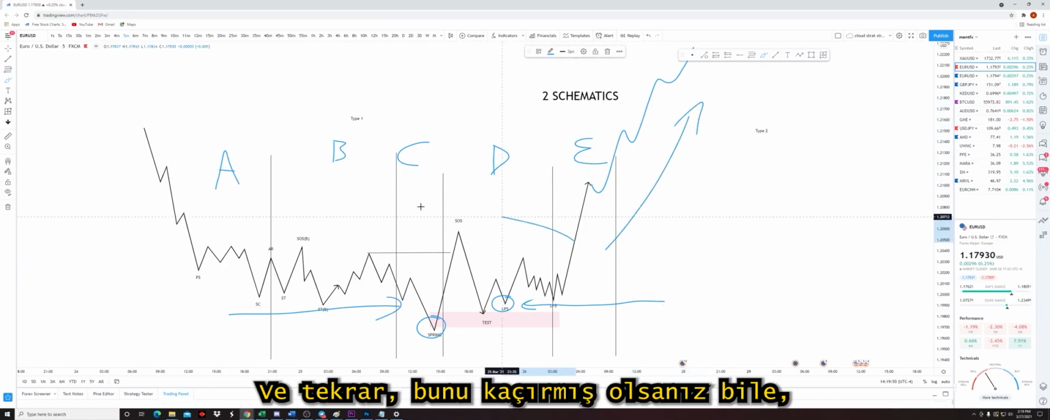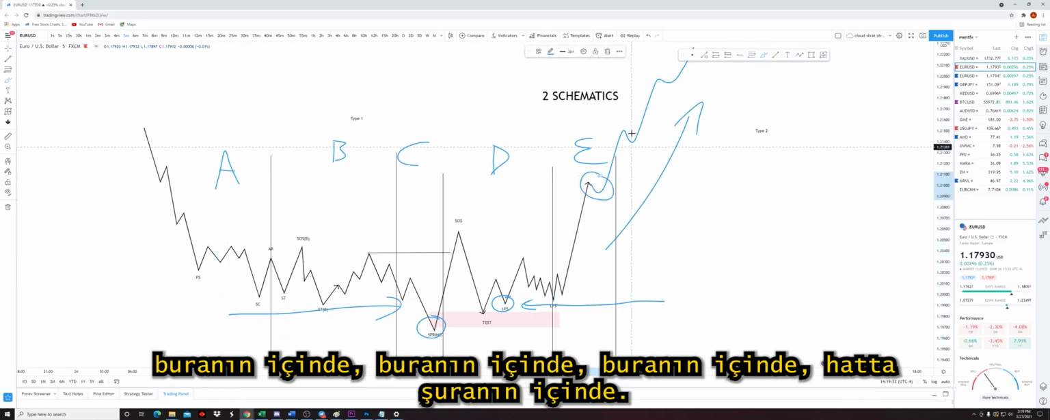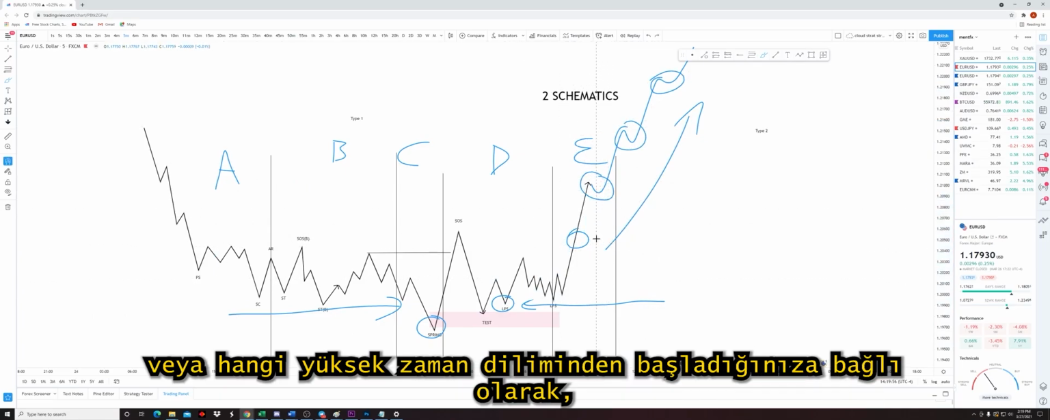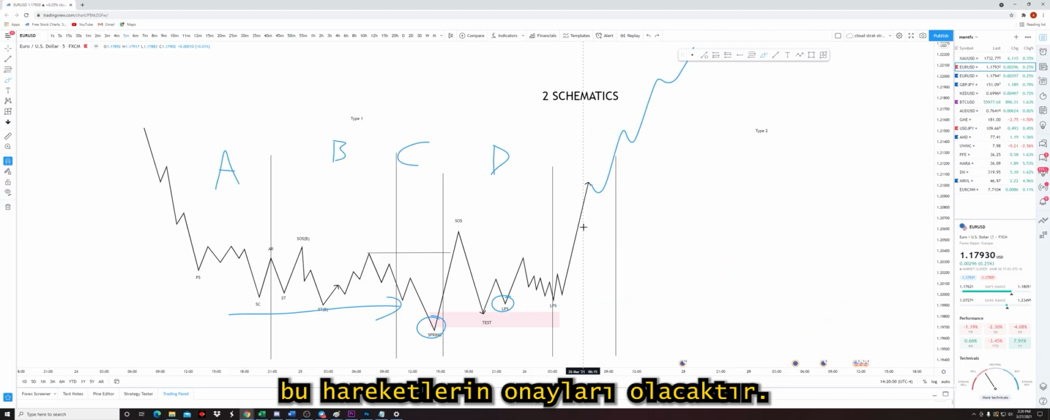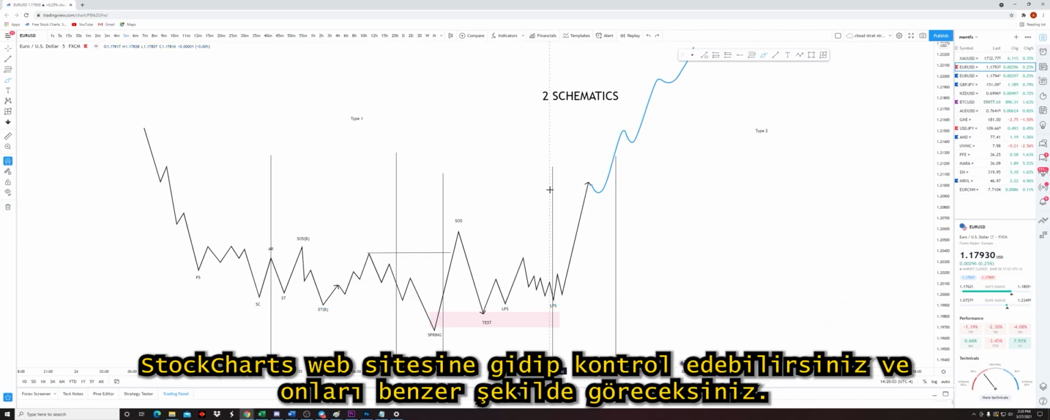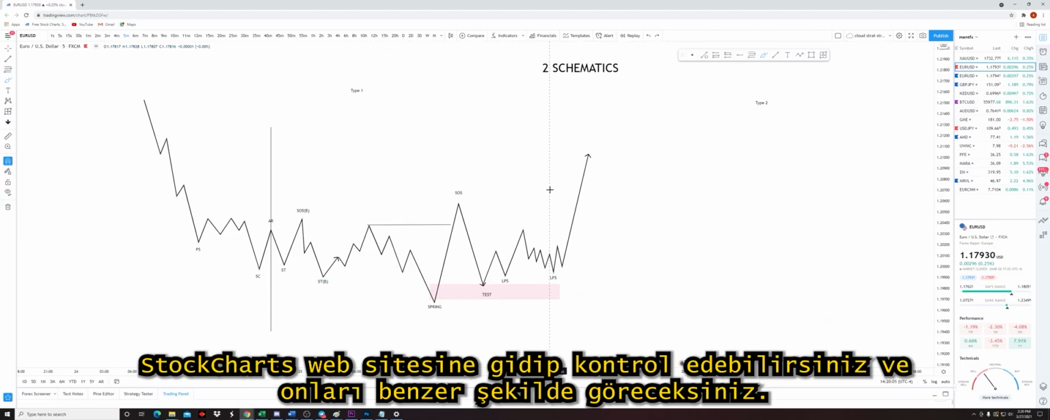And again, even though you might miss this, what you don't realize is inside here, inside here, inside here, even inside of like here, right? Based on how low of a time frame you might be looking at, or based on how high of a time frame you started on, there are going to be confirmations of these moves, okay? So those are all your phases. You can go check out the Stock Charts website, and you will see them similarly, okay?